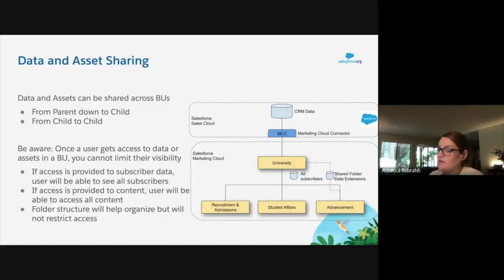And again, same thing with assets. If you at the parent business unit want to create templates or provide logos to share down to specific child business units, you have the ability to do that as well.